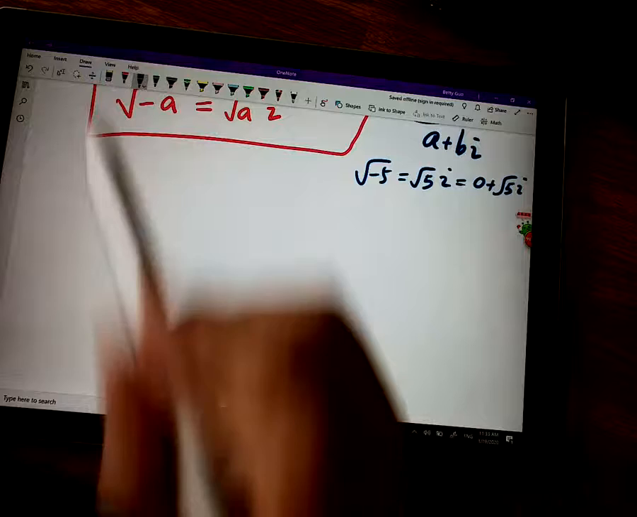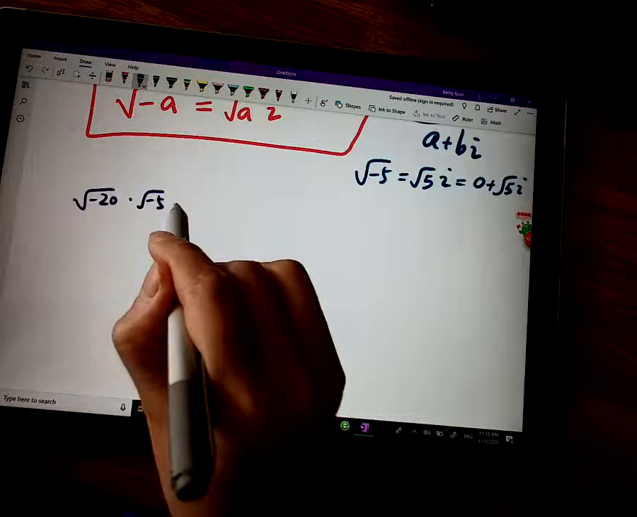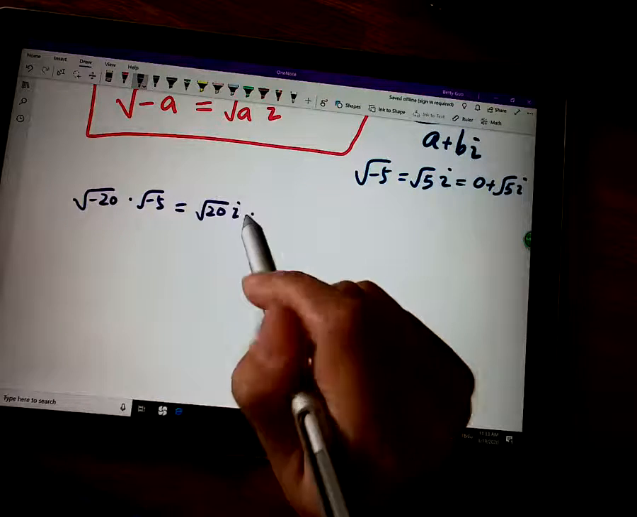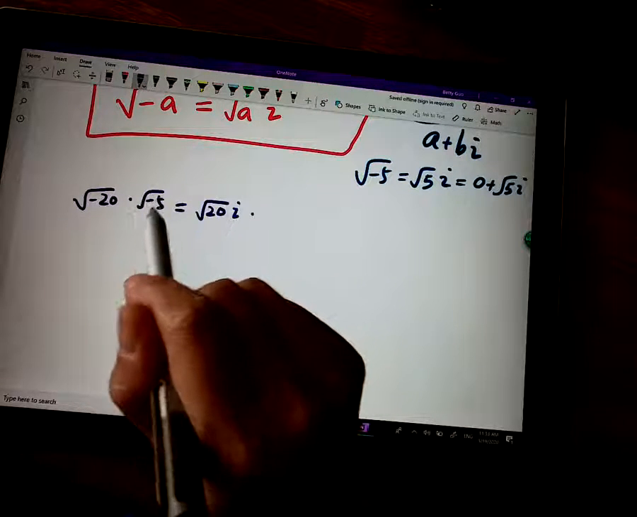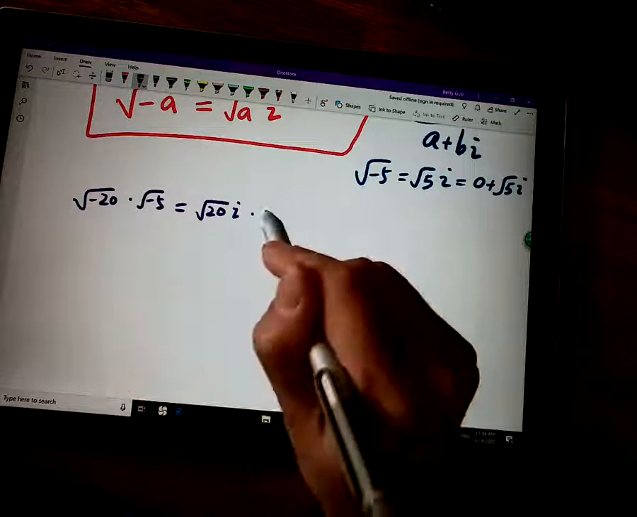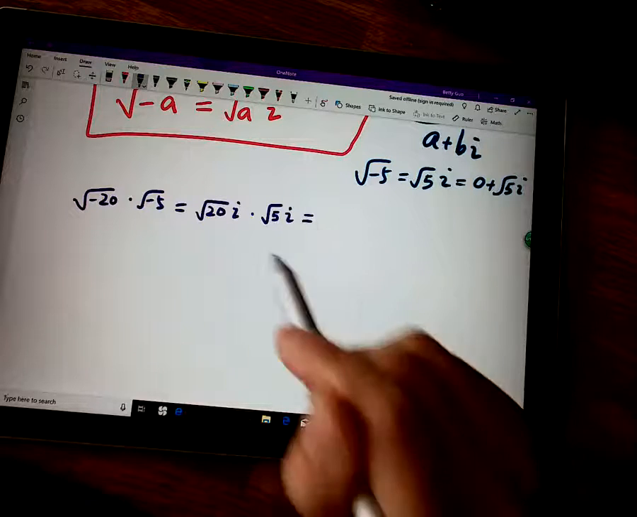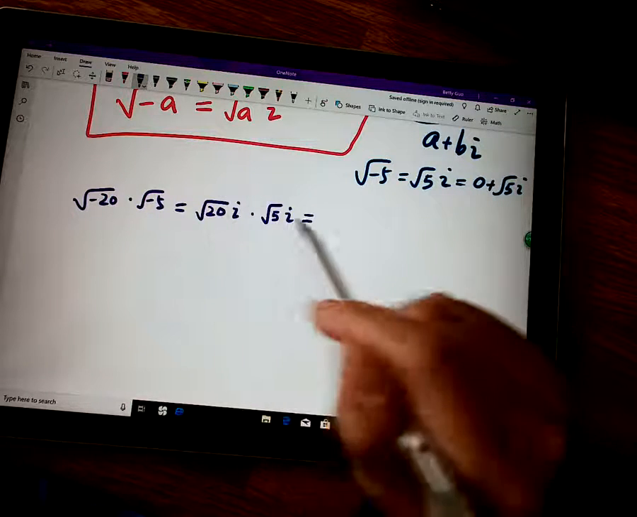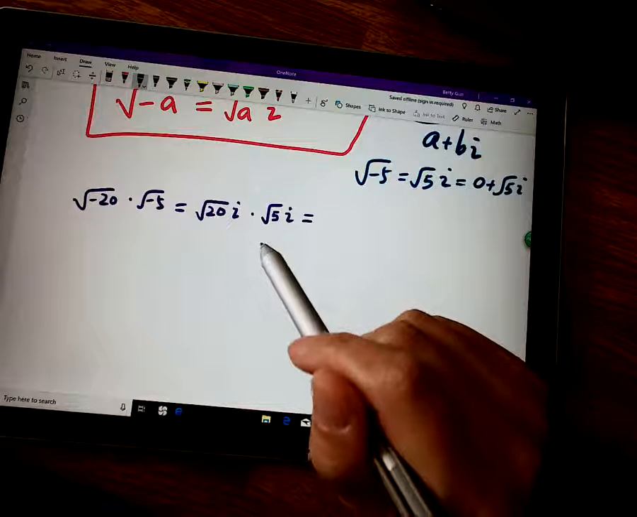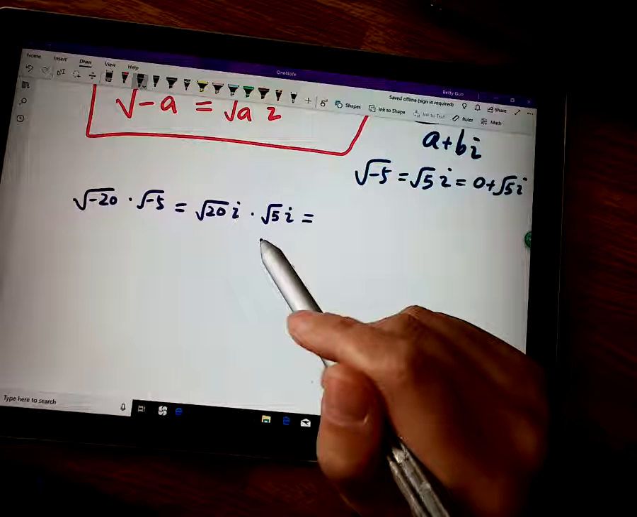For example, let's consider when you see square root of negative 20 times square root of negative 5. First thing to do, rewrite it in terms of i: square root of 20 i times square root of 5 i. Okay. Now you can do whatever you want. It's not whatever you want. I mean, you can apply whatever you have known from before, all the properties.